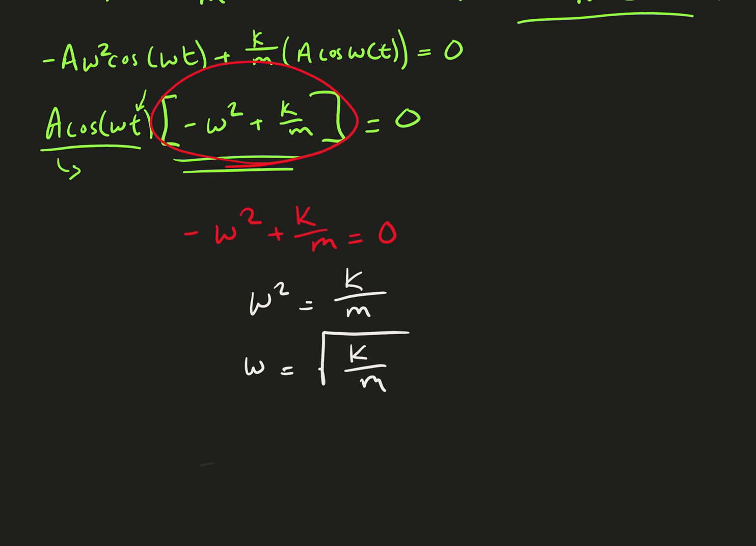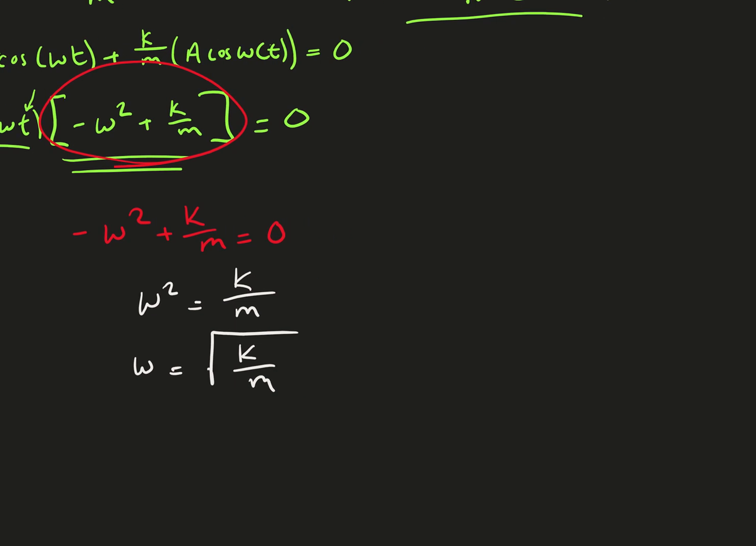Now that by itself may not seem particularly helpful, but if we recall, omega is really just equal to 2 pi times the frequency. Remember, frequency is measured in cycles per second, and omega is measured in radians per second. So all I'm doing is taking the number of cycles per second and converting it to radians per second. That's all I've done so far.